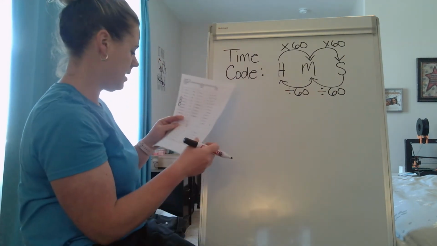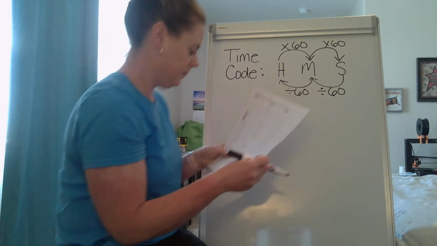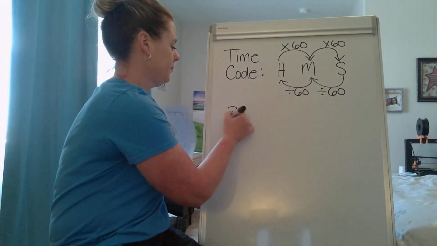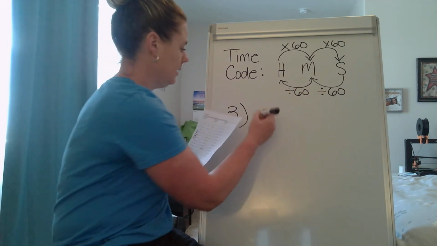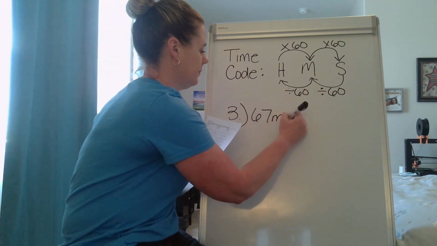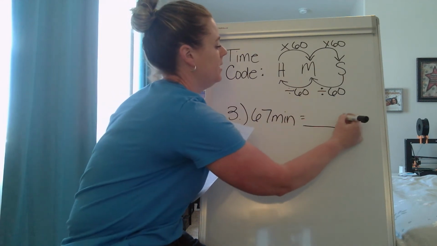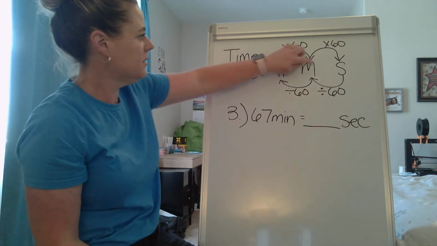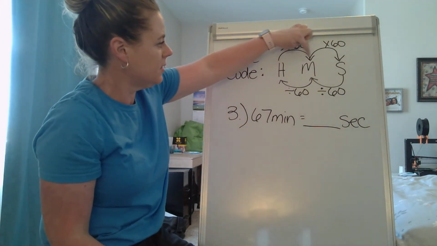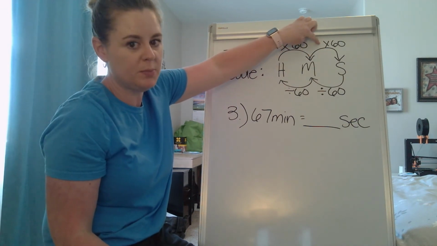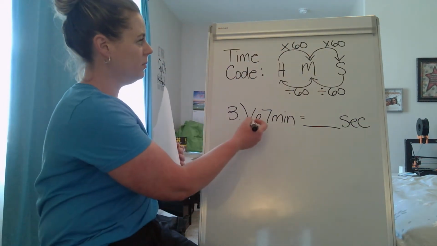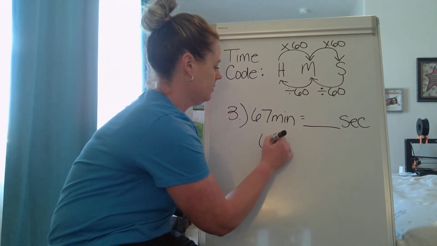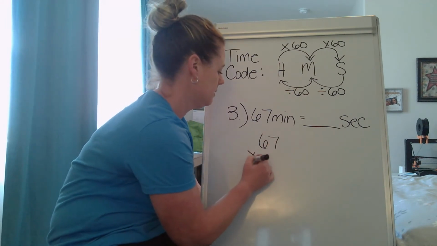Okay, let's do number 3, because it's going from minutes to seconds now. Number 3, minutes to seconds, 67 minutes equals how many seconds? Well, if we look at our code, minutes to seconds, there's 60 seconds in a minute, so we're going to multiply by 60. So we're going to multiply 67 minutes by 60. So 67 times 60.